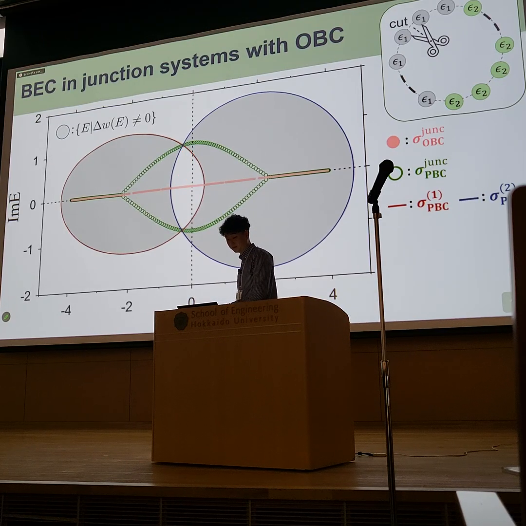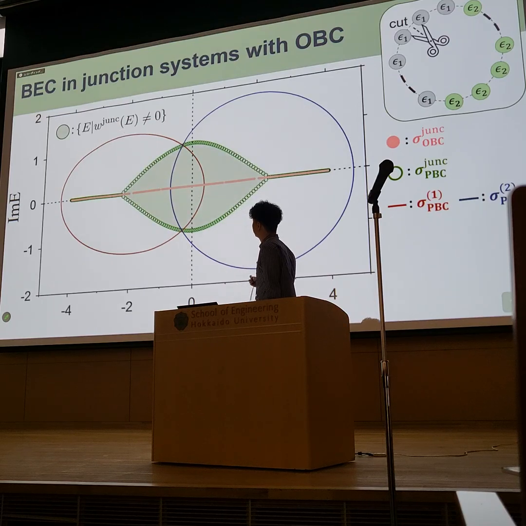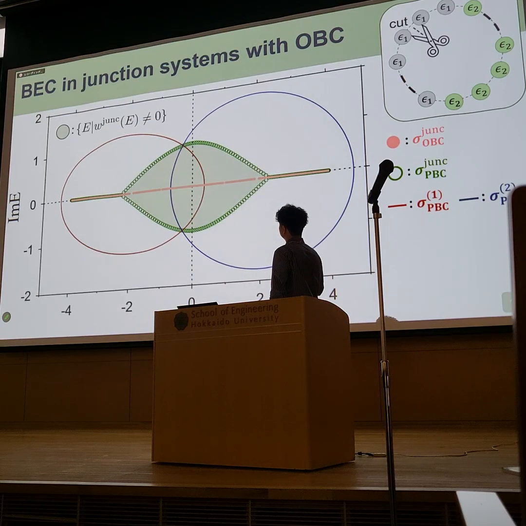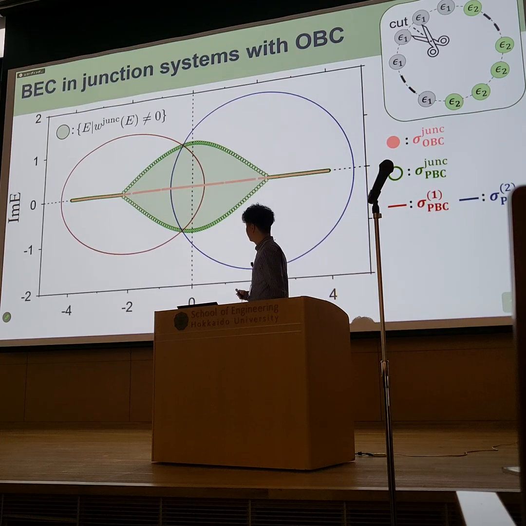But this is not the violation of the correspondence. The correspondence in a junction system with open boundary condition is not related to the PBC spectra of each subsystem, but is determined by W jump. W jump is the winding number calculated from the corresponding junction system PBC spectrum. So in this case, inside the PBC spectrum, the value of W jump is +1.